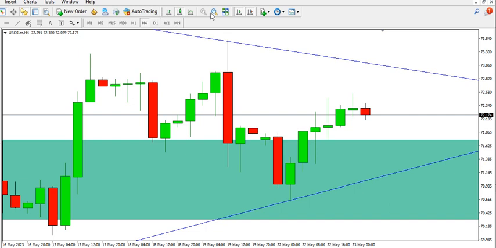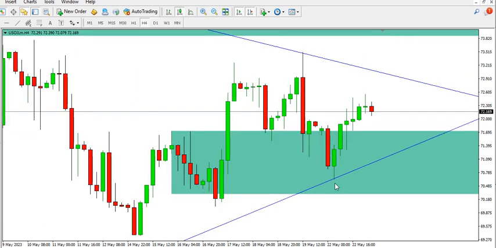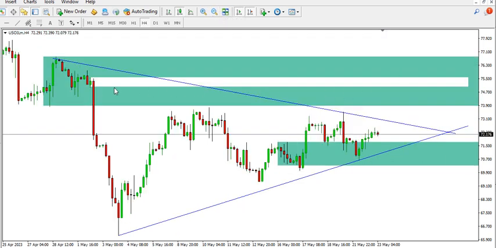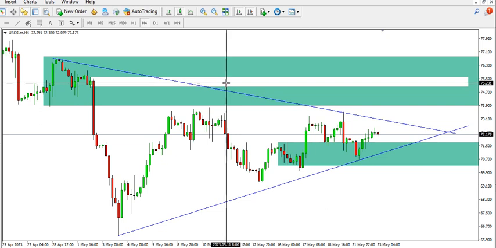On the 4-hour time frame, what do we have? We can see a triple top. This is the top, this is another top, and a possible top around there. But if this fails and continues up, you might see price going to this order block on the 4-hour time frame. That's the 75.20 level.